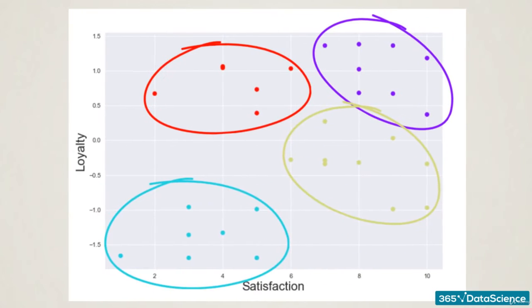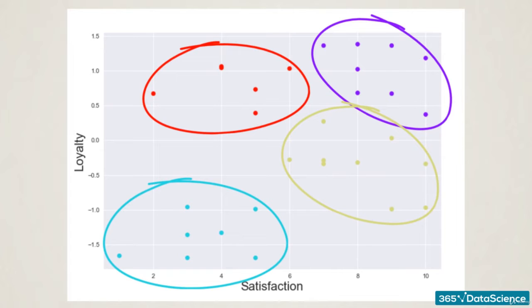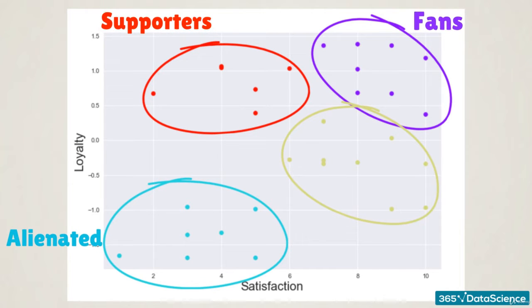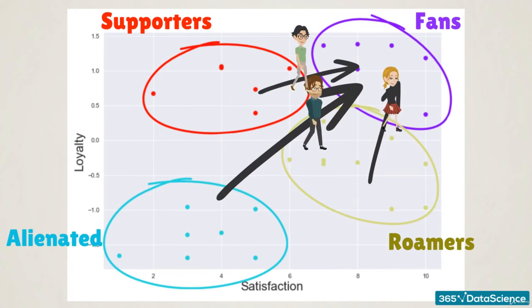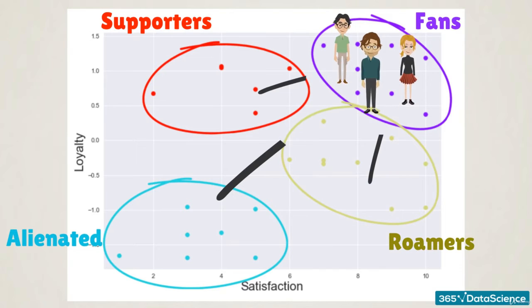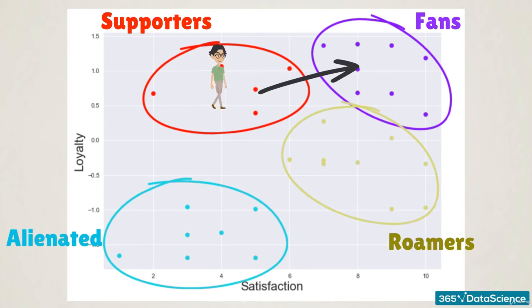Okay, enough theory. Let's take that 4-cluster solution from our previous lecture and think about how we can use it in real life. The 4 clusters were the alienated customers, the supporters, the fans, and the roamers. When designing the strategy of the company, we ultimately want to get as many people as possible to be fans, right? We want them to be both satisfied and loyal. In order to turn the supporters into fans, we must increase their shopping satisfaction.